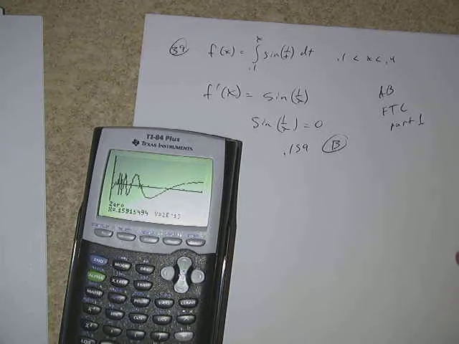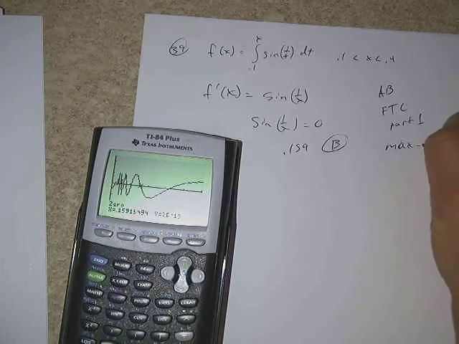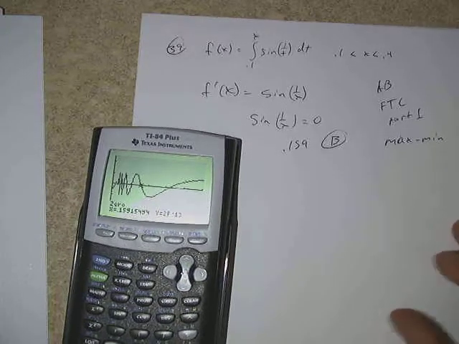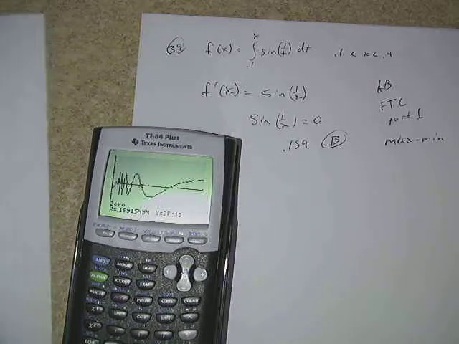So again, it's an AB part, fundamental theorem, part 1. It's fundamental theorem to get the derivative, but then it's also our knowledge of maximums and minimums. When are we going to get a maximum or minimum? When the derivative is equal to 0 and changes from positive to negative, our function would have a relative maximum.